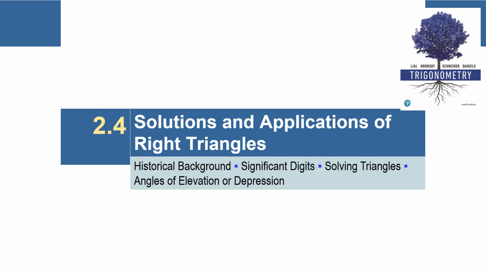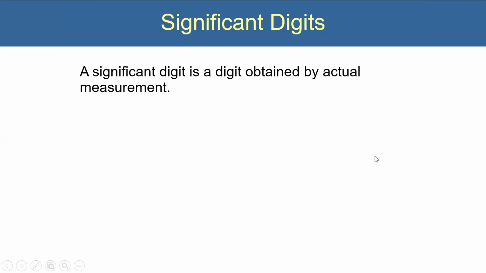All right. So up first, we have solutions and applications of right triangles, not just any triangles, which is 2.5. 2.4 is specifically for right triangles. Okay. So significant digits. Do y'all remember talking about sig figs in your science classes?